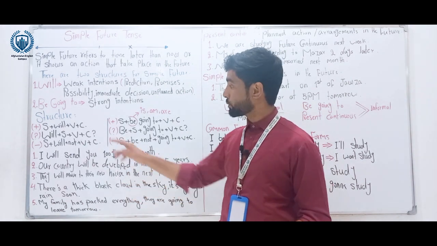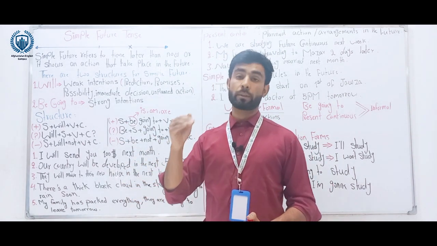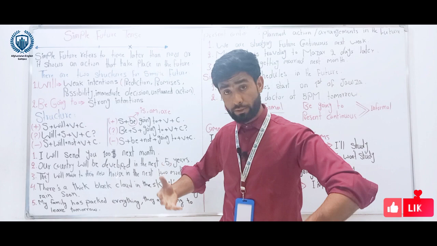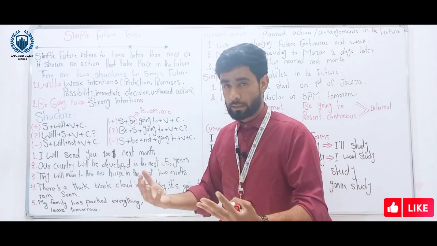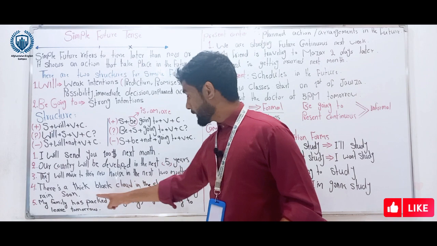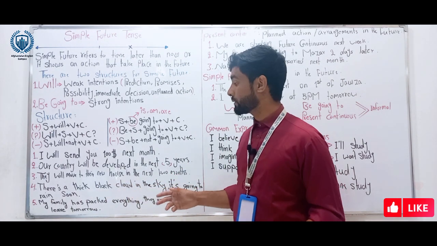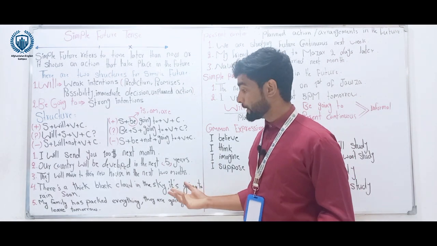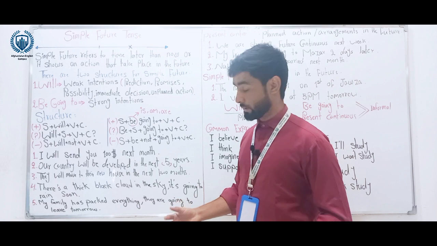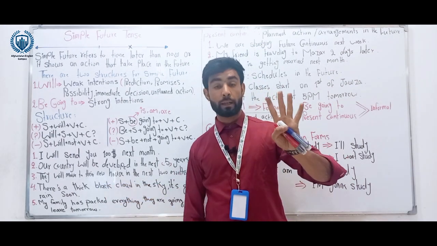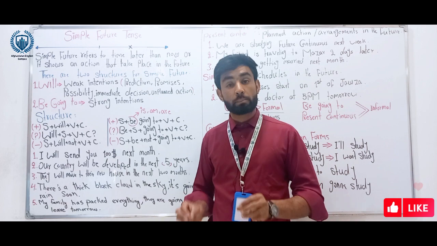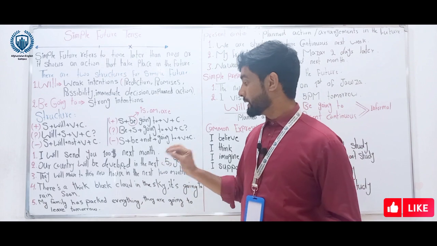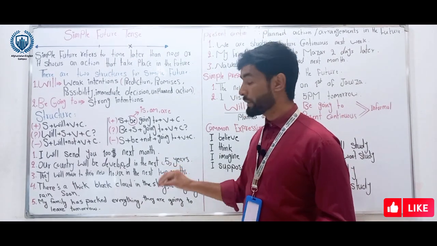Now let's go to the examples with be going to. Remember, simple future tense can be expressed by be going to as well. And it shows a stronger intention, or it shows a plan sometimes. There is a thick black cloud in the sky. It's going to rain soon. See, it can be a prediction, but a strong prediction. It can be a possibility, but a strong possibility. Because when there is a thick black cloud, there is more possibility of rain. And we use be going to in such a case.